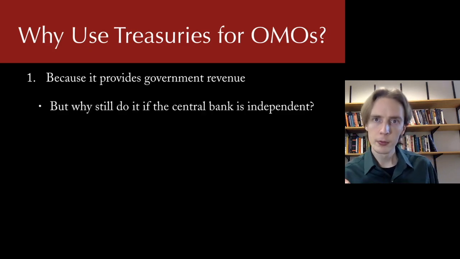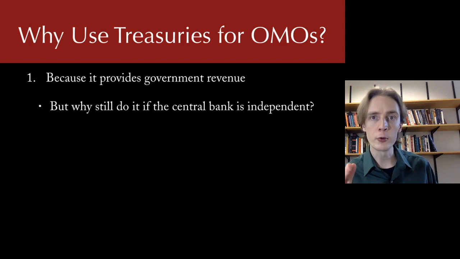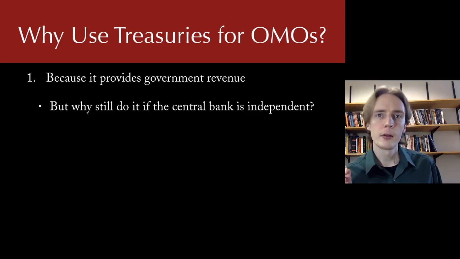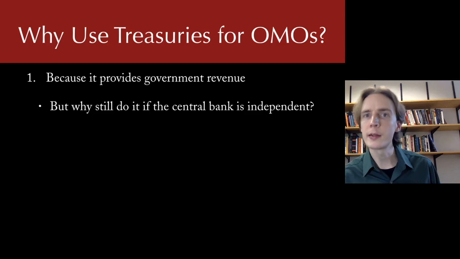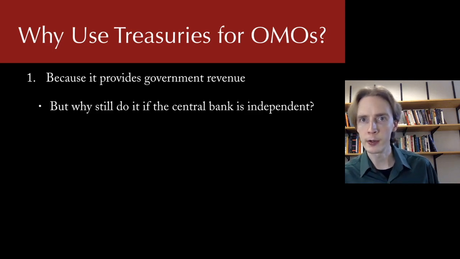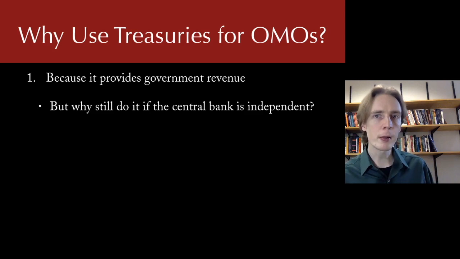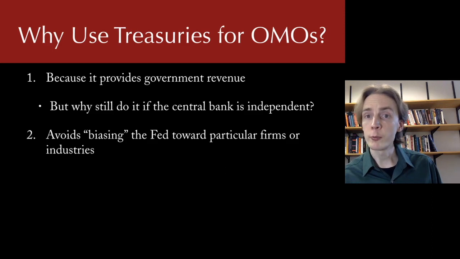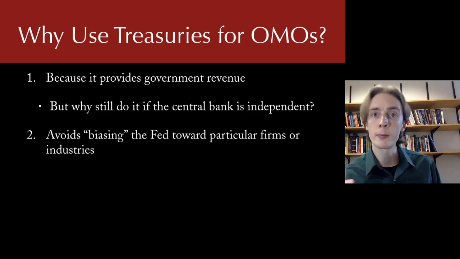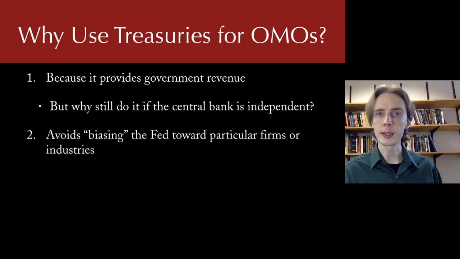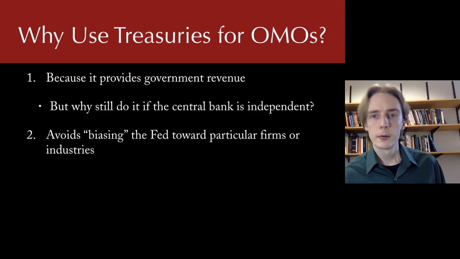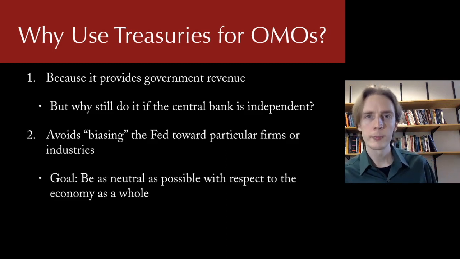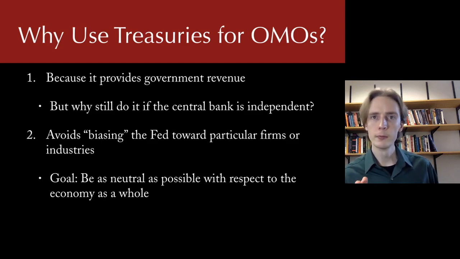Now, that being said, central bank independence is supposed to short-circuit exactly this problem. It's supposed to take away the incentive for governments to abuse this privilege. And what we see is that even independent central banks still do open market operations with government securities. So there must be some other reason if you took away the revenue incentive. And one important reason is that this is going to avoid biasing monetary policy toward any particular sector of the economy. So the goal of monetary policy is to be as neutral as possible with respect to the economy as a whole.